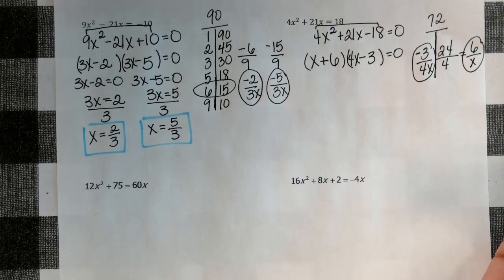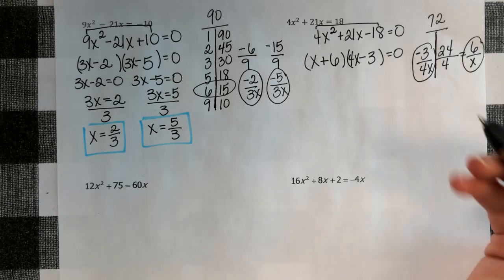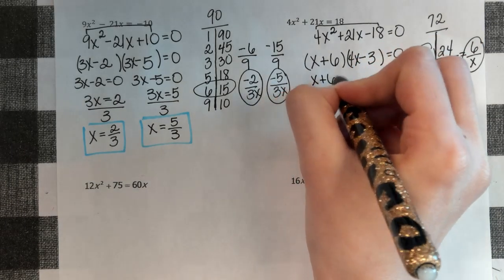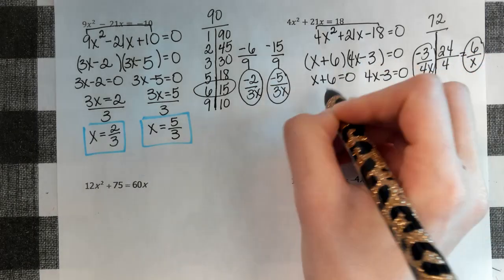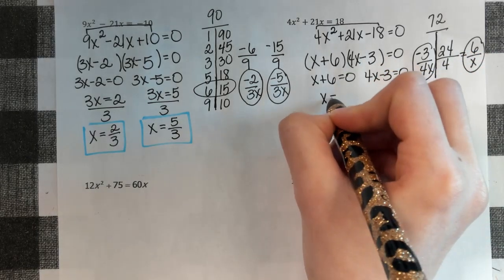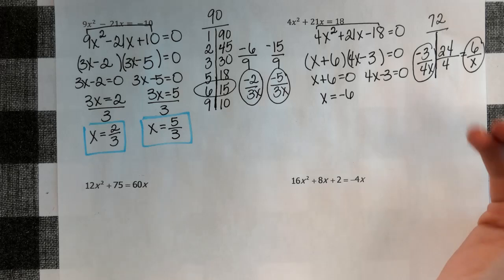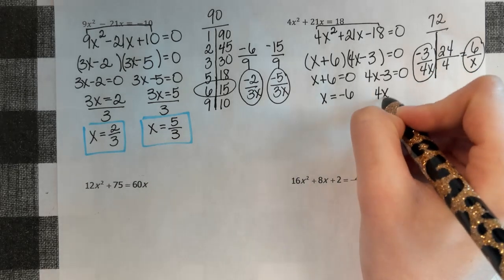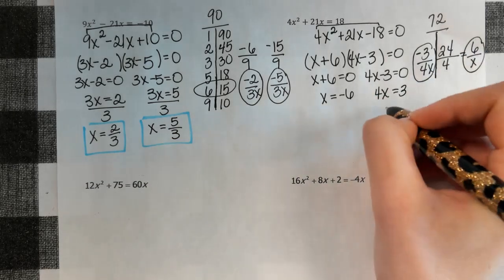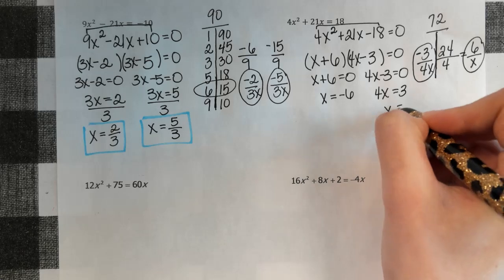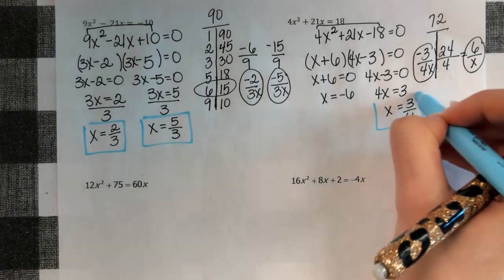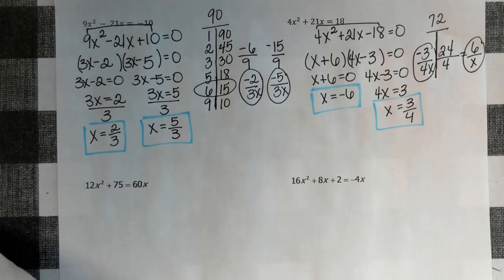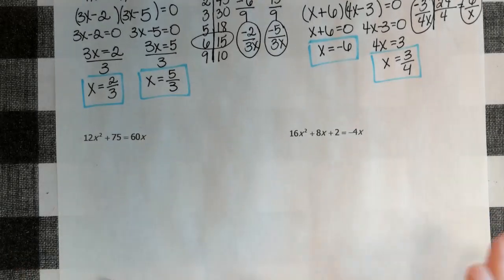Y'all get that? Okay. So now solve. x plus 6 equals 0. 4x minus 3 equals 0. Subtract your 6. x equals negative 6. Add your 3. 4x equals 3. Divide by 4. x equals 3/4. Okay, we good with that?